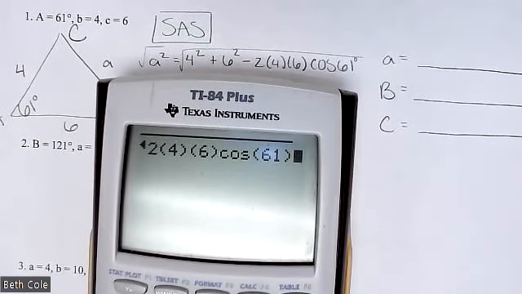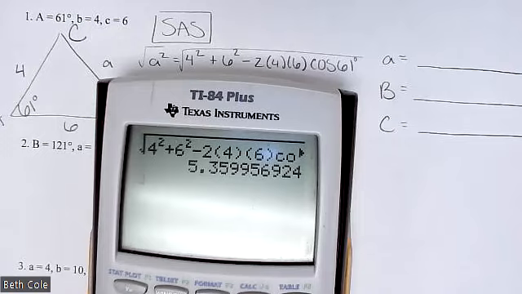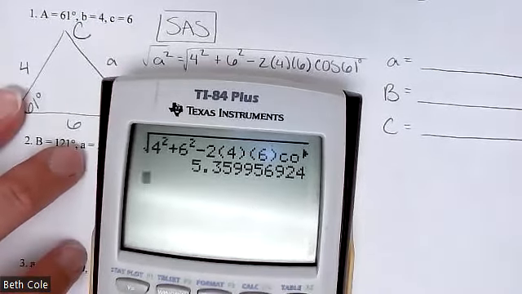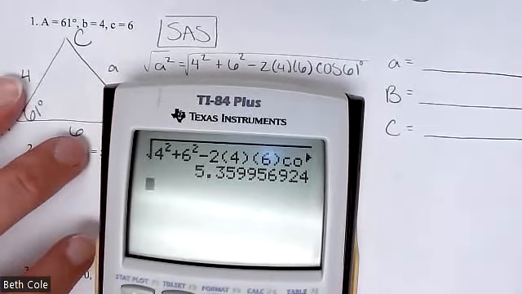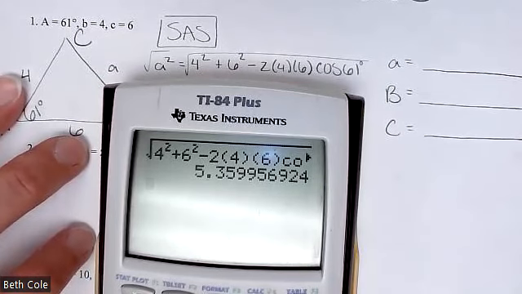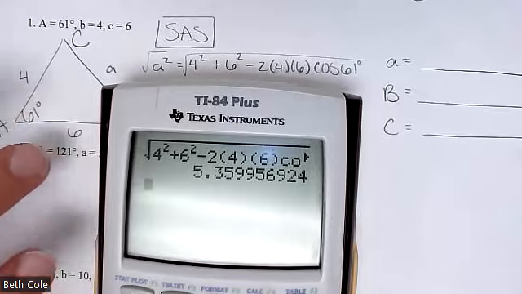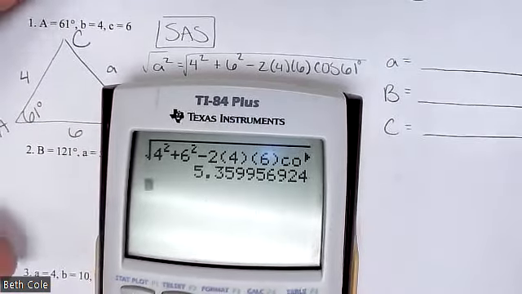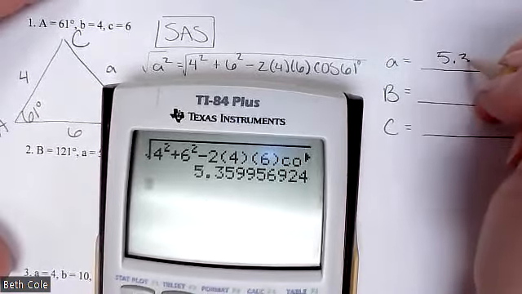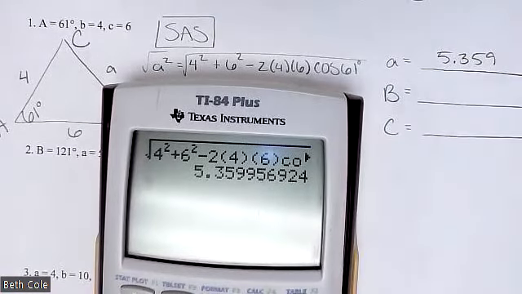Is anyone feeling brave? Want to share before I hit enter? And the way you can check your work is the other sides were 4 and 6. You would want a number fairly close to 4 and 6. Like if you got 27, you would hopefully be like, hey, wait, that's not going to work. All right. Did you get 5.359? Hurry, quick, capture it before it gets away.